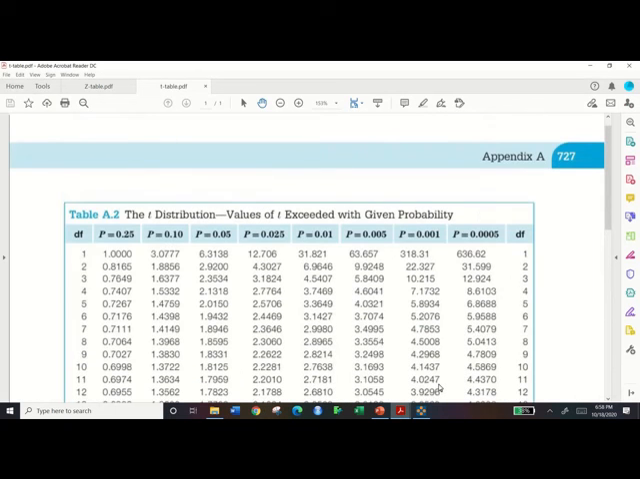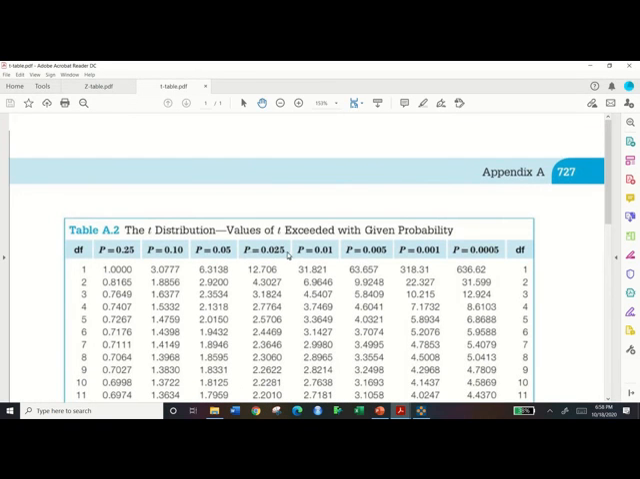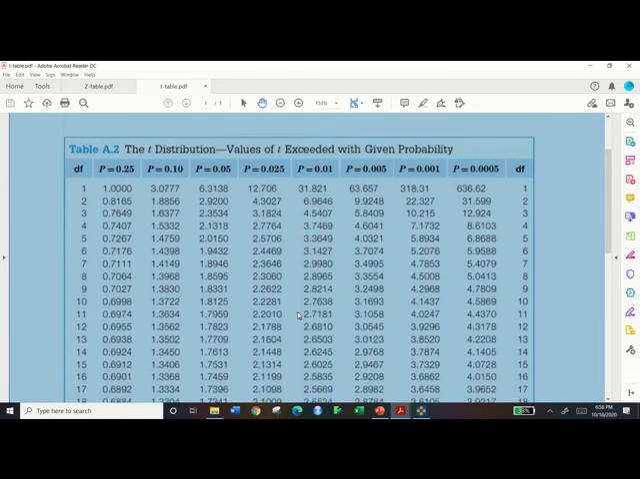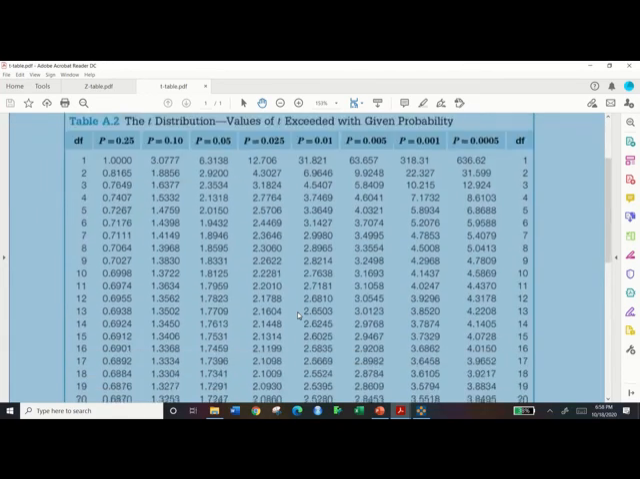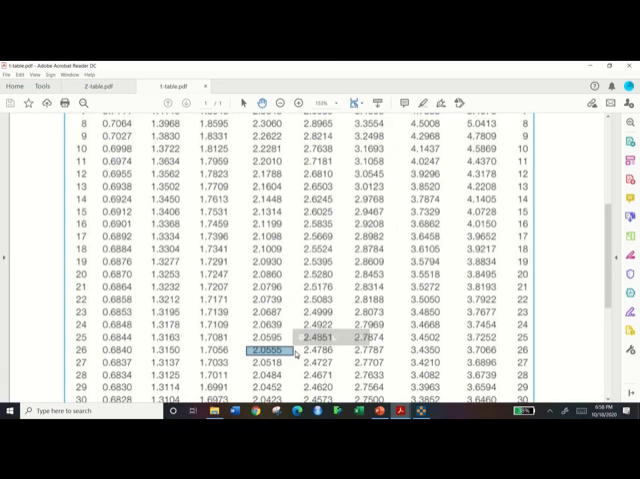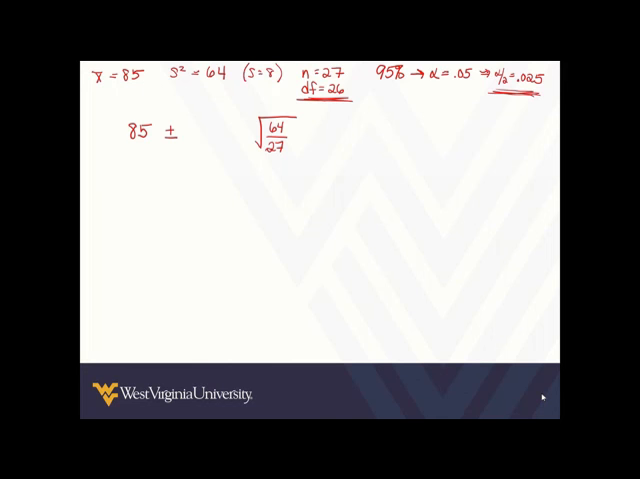So looking at our t-table, 0.025 and 26 would give us a critical value of 2.0555. Excellent. Let's go back, plugging in 2.0555. Now we can just plug and chug.